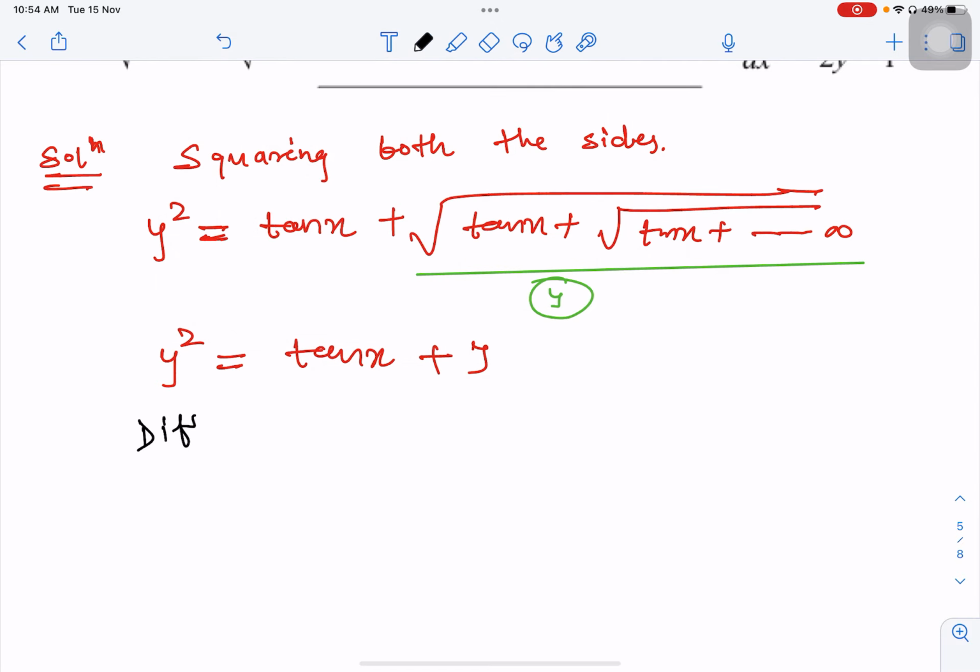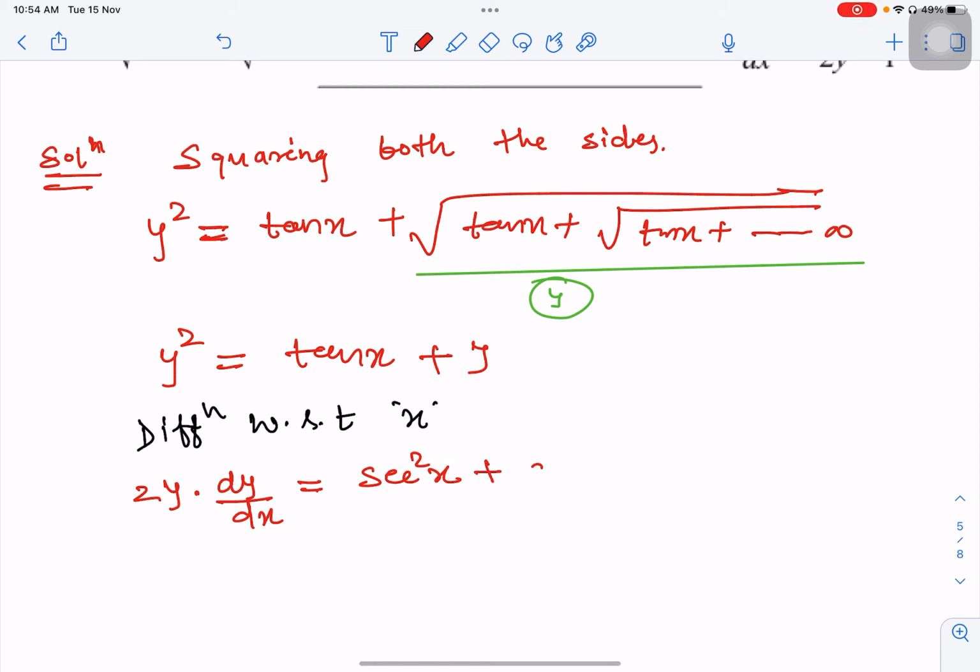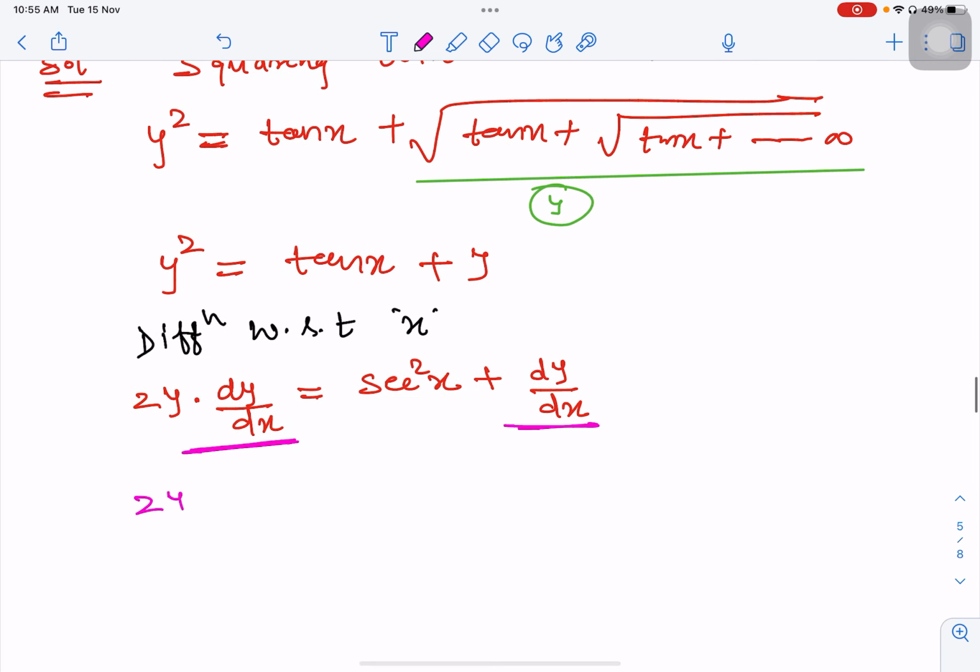So differentiating with respect to x, we will have क्या मिलेगा अपने को? Derivative of y square will be 2y dy by dx. Derivative of tan x is what? Sec square x, and derivative of y will be simply what? dy by dx. Now both these terms contain dy by dx. हमको इसको साथ में लाना पड़ेगा. So we will have 2y times dy by dx minus dy by dx equals to sec square x.